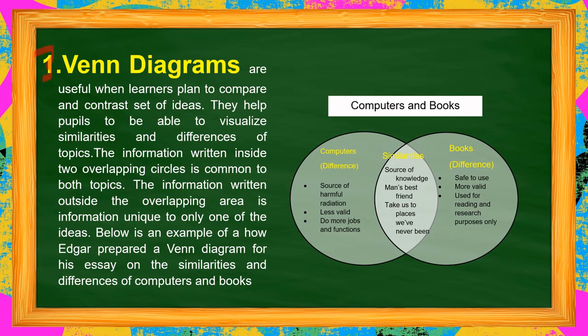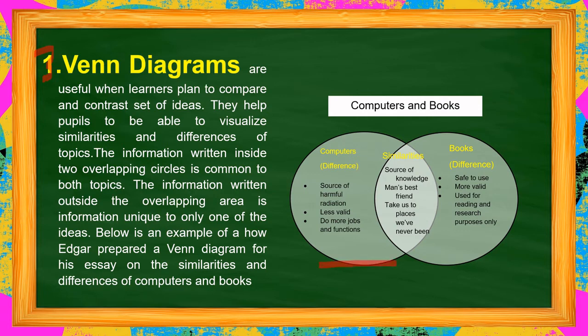Venn diagrams. These are useful when learners plan to compare and contrast sets of ideas. They help pupils visualize similarities and differences of topics. So the information written inside two overlapping circles, as what you see, is common to both topics. The information written outside the overlapping area is information unique to only one of the ideas.